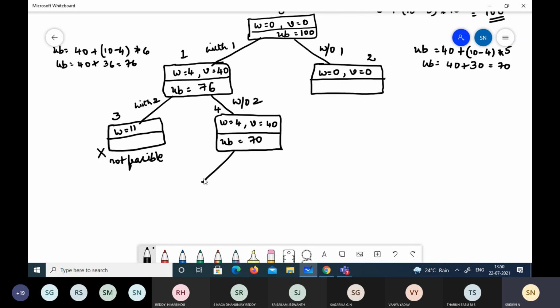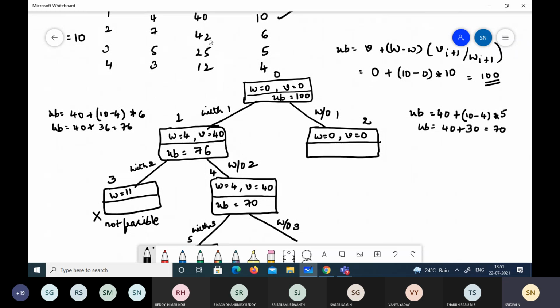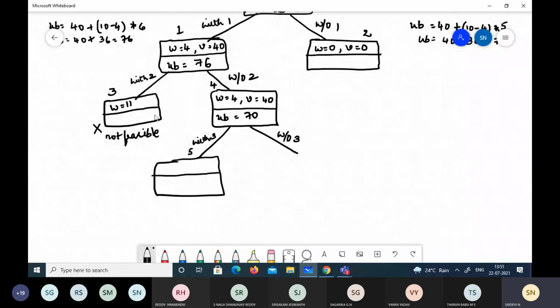We are moving further. So with the third item, this side without the third item, this is the fifth node. Let me check here. Yes. So weight with 3, the third item. Let me check the weight of the third item. Weight of the third item is 5 and the value is 25. So what is the new weight now? 4 plus 5, 9. 40 plus 25 comes to 65.